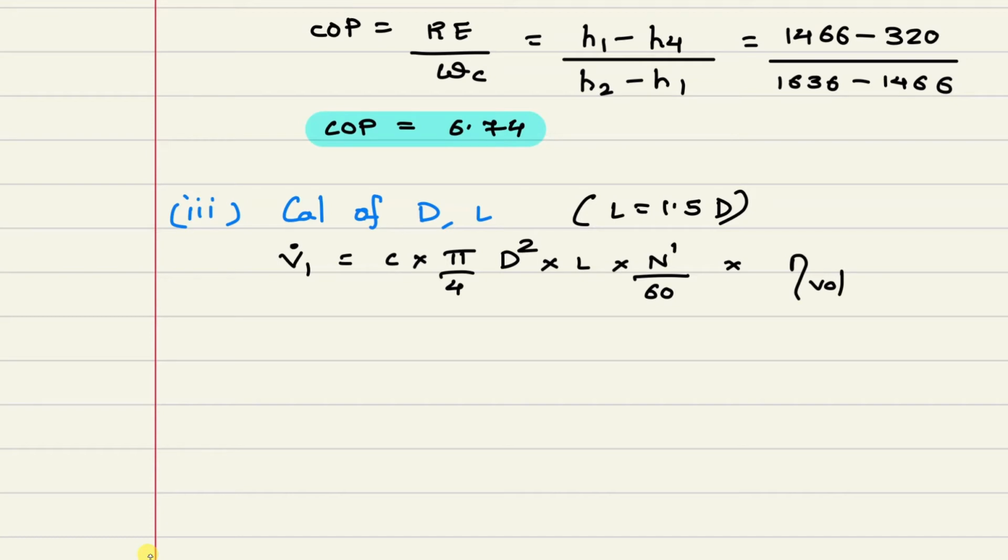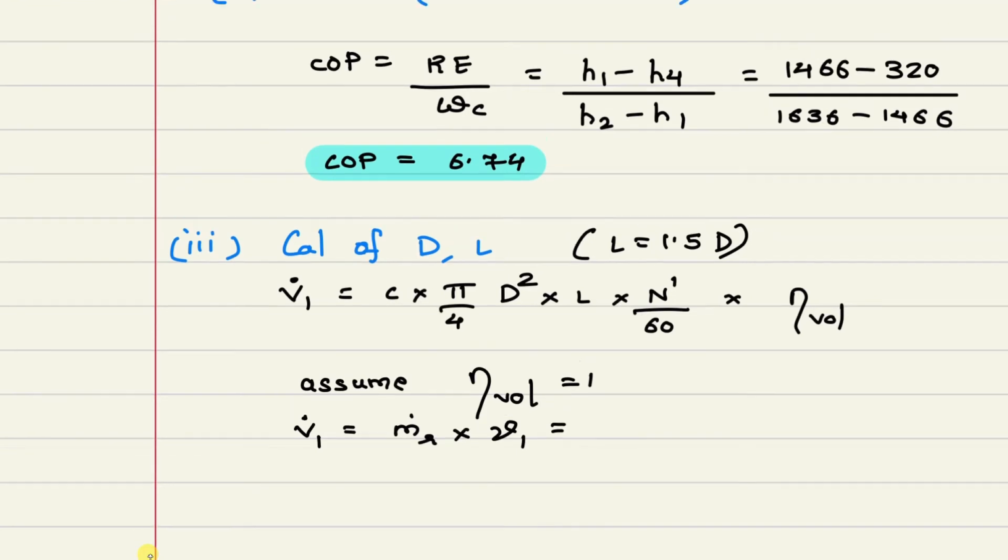Okay, we'll assume volumetric efficiency equal to 1, that is 100%. And what is V dot 1? V dot 1 is mass of refrigerant into specific volume of 0.1. What is mass of refrigerant? We have calculated. Okay, now be careful. In this equation, here this RPM is given. Okay, N dash is equal to N and we are considering RPM. Okay, now this RPM is converted into RPS divided by 60 here.